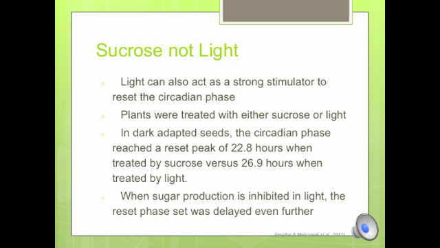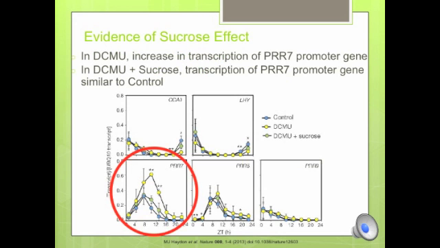Light from photosynthesis can also have an impact on the circadian rhythm of the plant. To verify that the rhythm is caused specifically by sucrose, plants were treated with either sucrose or light. When treated with sucrose, the circadian phase is 22.8 hours. That gives it time to prepare itself for photosynthesis when the day starts. However, when the plant is treated with light only, the circadian phase is delayed and does not match the cycle that will allow the plant to photosynthesize effectively. This experiment indicates the importance of sucrose in inhibiting PRR7 activity.